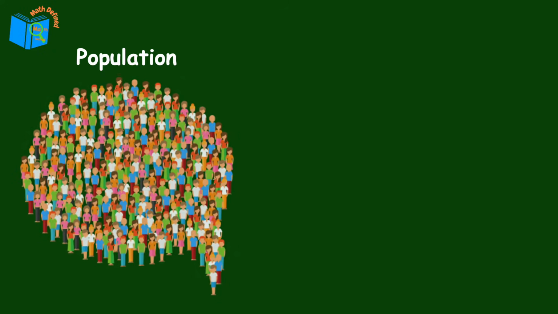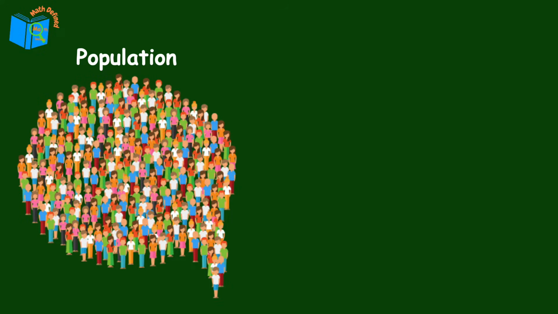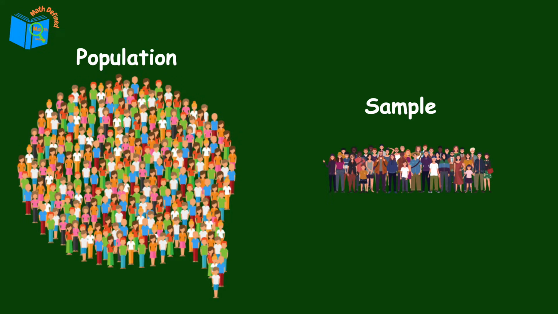Let's start with two important words. A population is the entire group you want information about, like all the students in the middle school or all the people who live in a specific state or country. A sample is a part of that population. We usually take samples because studying an entire population isn't always realistic.